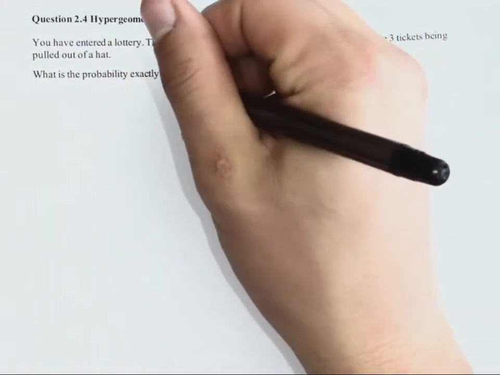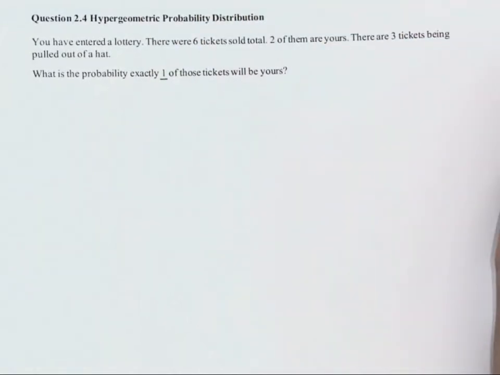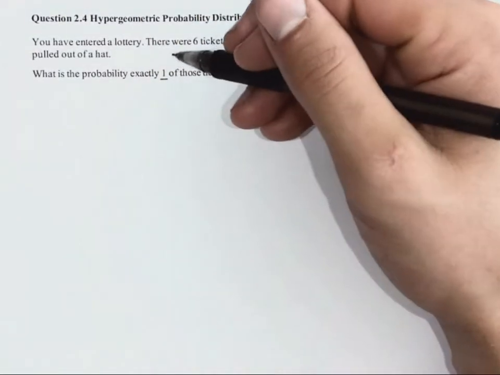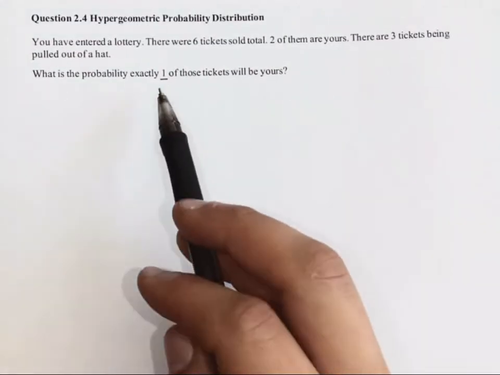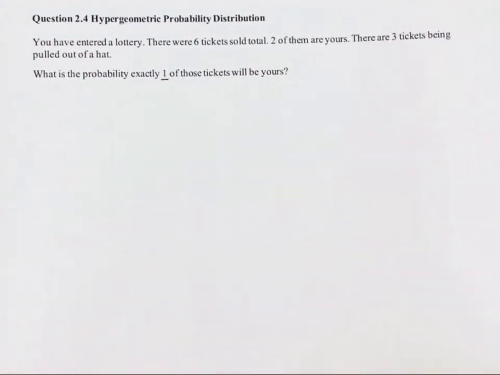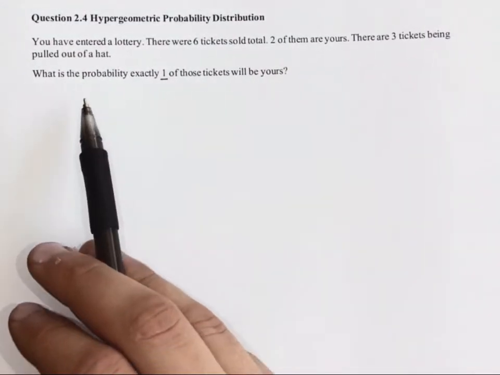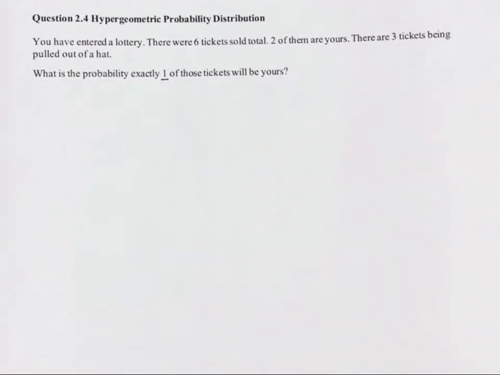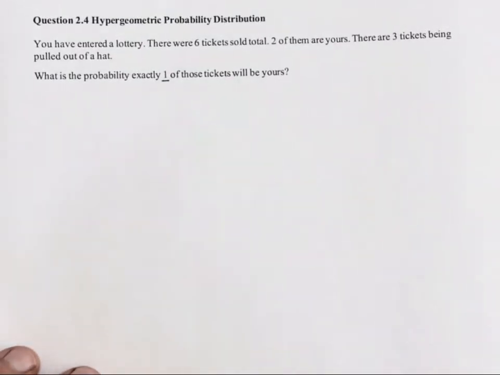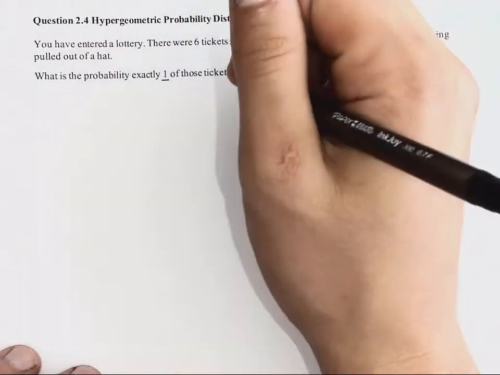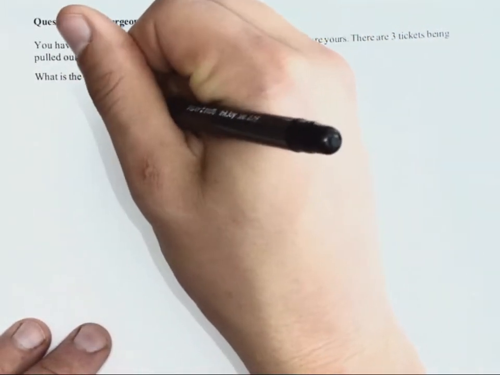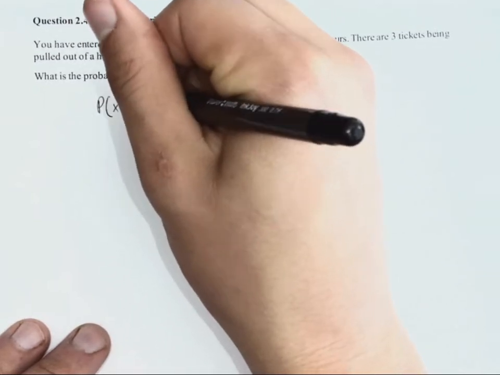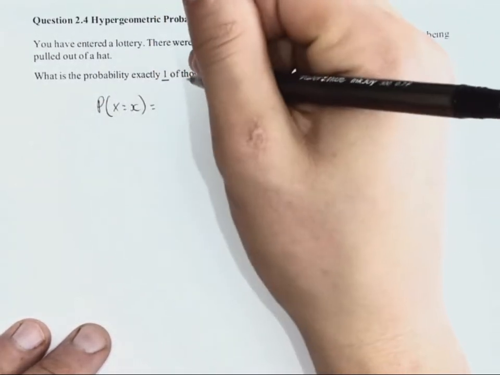So we want to know not if we can win. You could do this twice if you wanted to determine if you win both of them or one of them. You'd have to do this with 2 and 1 and then add up your probabilities. In this case, we just want to know if exactly 1 is going to be ours. We're going to use our hypergeometric probability distribution formula. The formula is as follows.